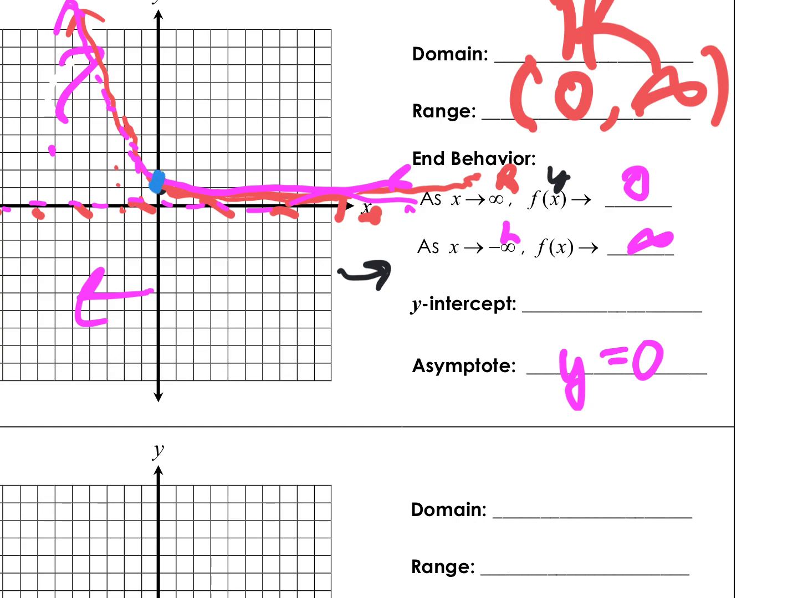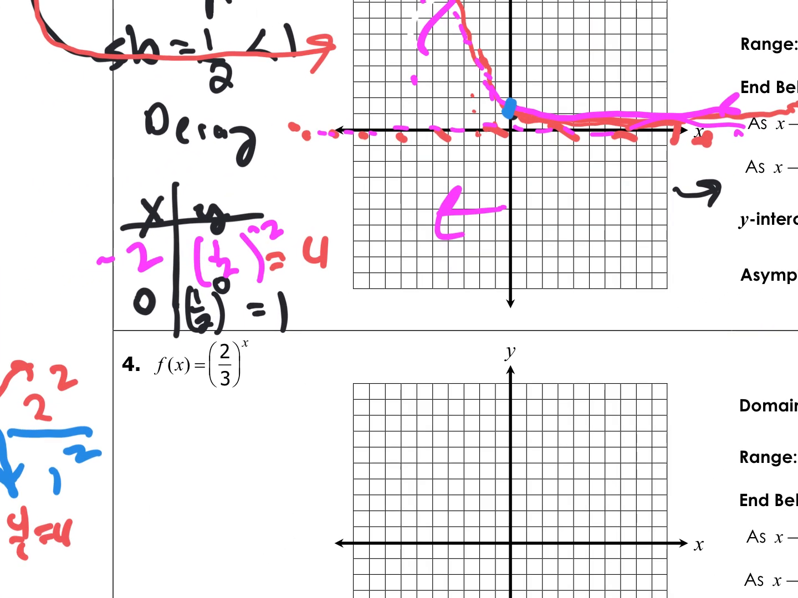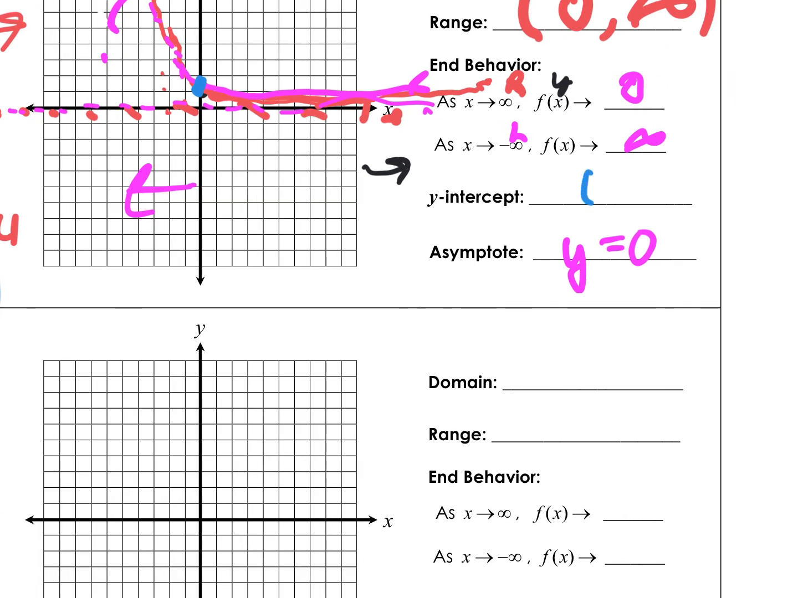And the y-intercept? Well, we found it earlier. It's what happens when x was 0. That's why I did it. When x is 0, that is always your y-intercept, so it's 0, 1.